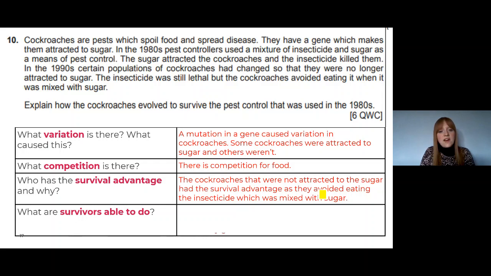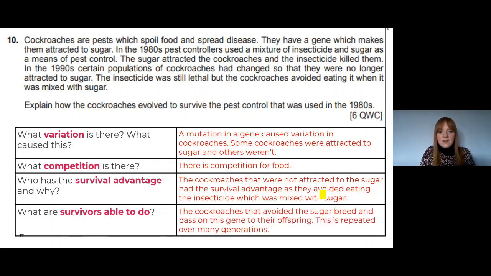So what could those survivors do? Well, the cockroaches that weren't attracted to the sugar, so avoided the sugar, were able to breed and pass on their gene to the next generation. And this then was repeated over many, many generations. And that's why we can't use sugar mixed with insecticide as a way of killing cockroaches. Okay, so there's one example of natural selection. Let's see if we can do another.